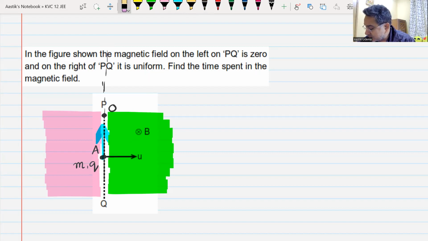I have probably made it a bit more extravagant. It is not correct. It will move in a circular path just like this. Pi m by qB, sir. And it will come out from this point.